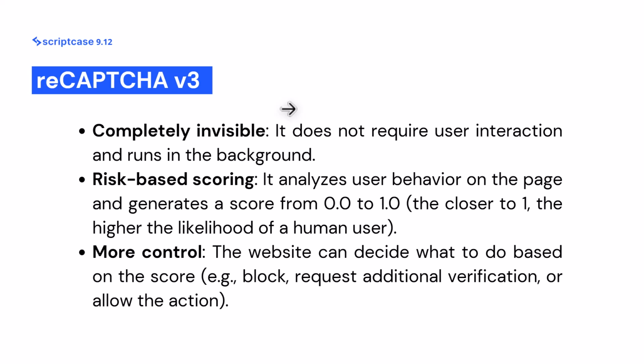It's completely invisible, so it doesn't require user interaction. It is based on a scoring. It analyzes user behavior on the page and generates a score from 0 to 1. And then, depending on the score, you will be approved or not. And it has more control. The website can decide what to do based on the score.